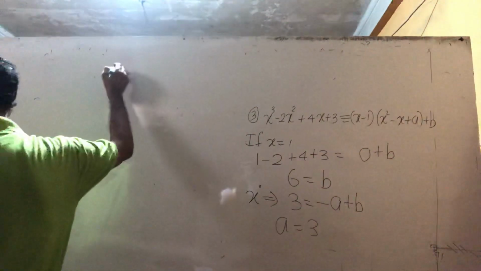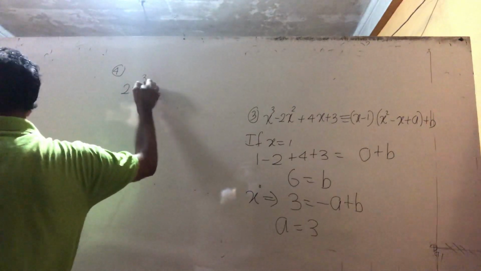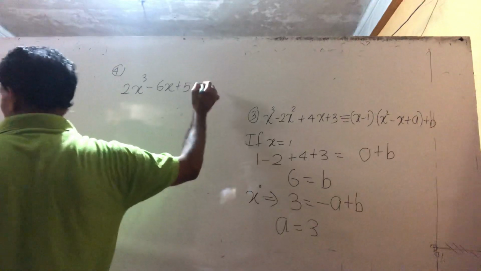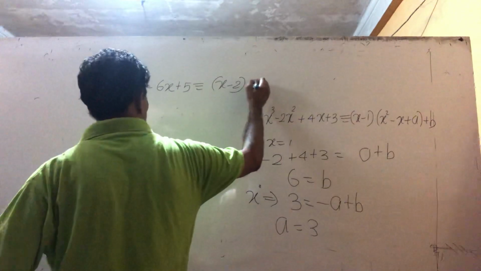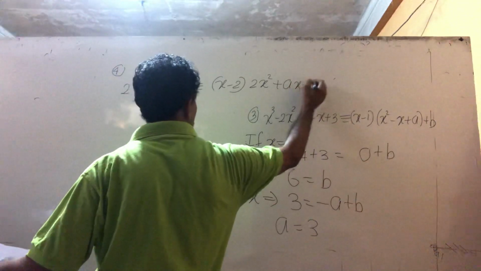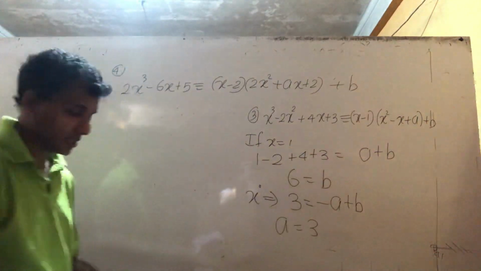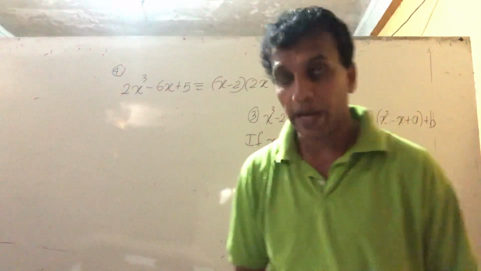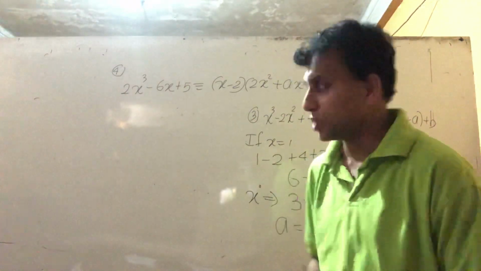So next question, problem 4. 2x cubed minus 6x plus 5 equals (x minus 2) into (2x square plus ax plus 2) plus b. Same question. You can see in my first tube there are 47 problems. You can see in the description how to download that tube. Then you can work more problems as homework during these long school vacations.